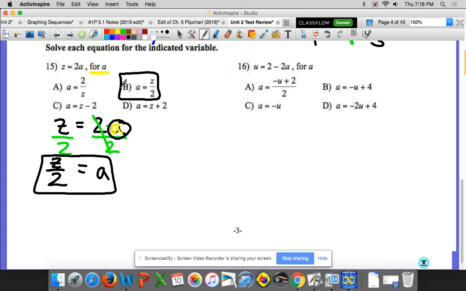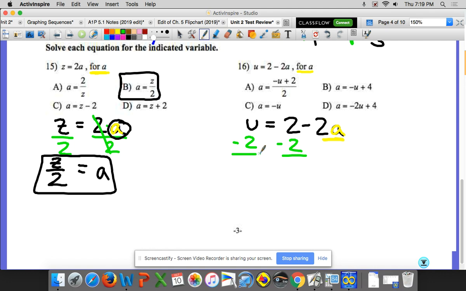Okay, so then let's move on over here to number 16. Once again, we have a literal equation. So we have U equals 2 minus 2A. Once again, for this one, we are looking for A. So we're still rearranging using the same principles that we did for solving equations. If we want to get this A by itself, the first thing we're going to have to get rid of is the positive 2, the constant term. And so we're going to subtract 2.